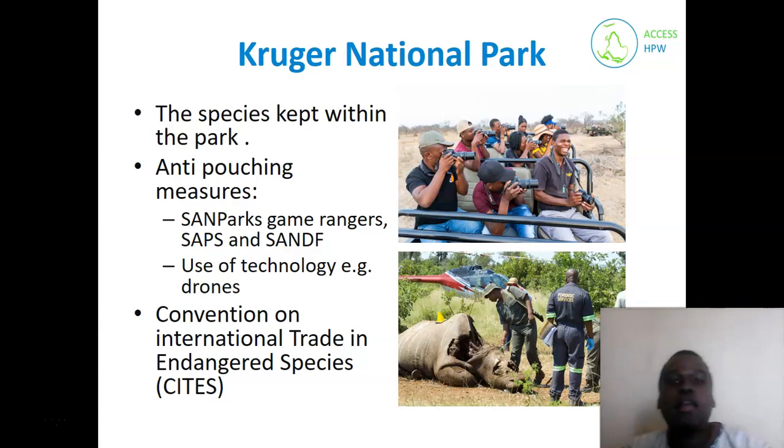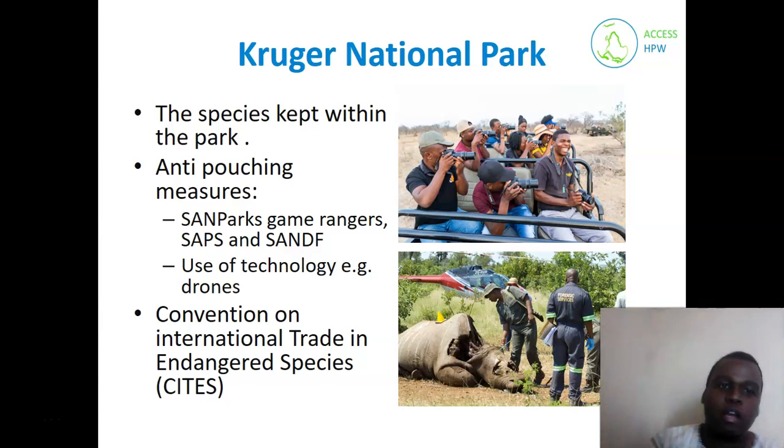So an example of in situ conservation is the Kruger National Park. The species are kept within the park, which is their natural habitat. Maybe some species could have been introduced, but mostly it's their natural habitat.